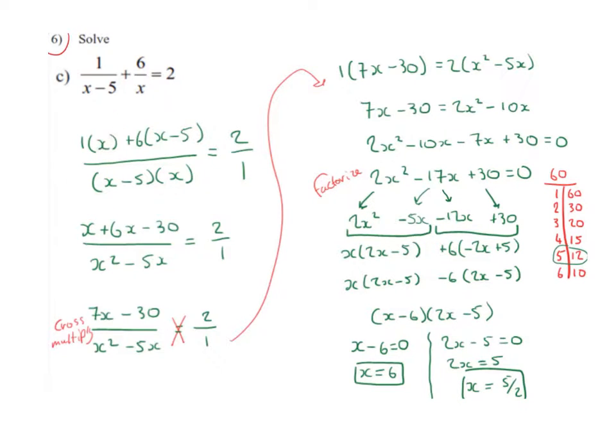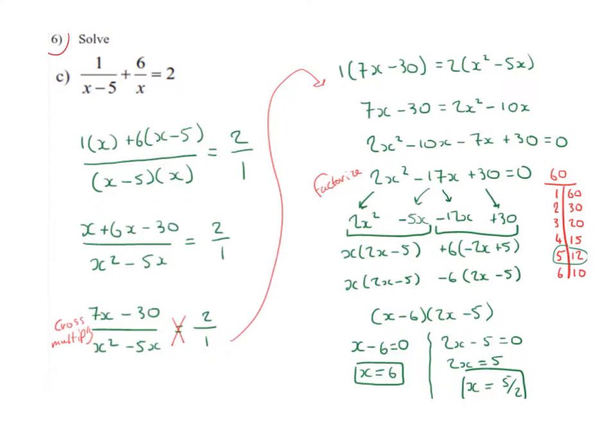Okay, so what actually goes in the brackets and where does it come from? So x minus 5 and x minus 5 will cancel out, leaving us with x. So it's going to be x multiplied by the 1. And then x will cancel out with x, leaving us with x minus 5. So it's going to be x minus 5 multiplied by the 6.